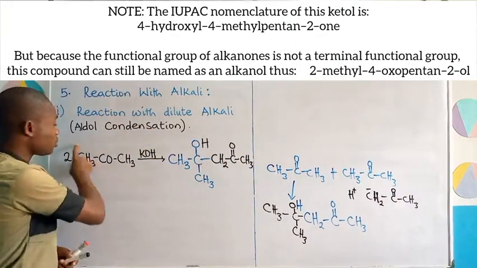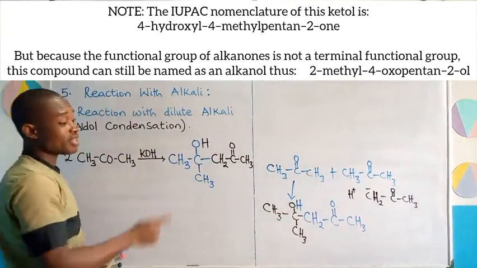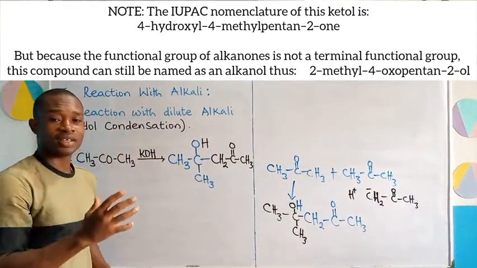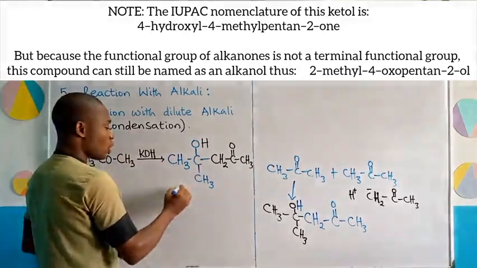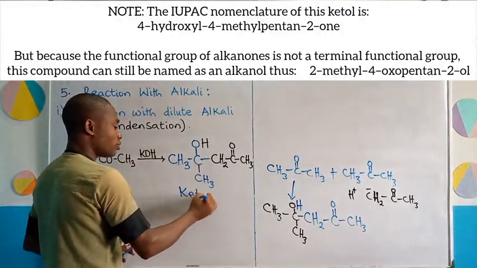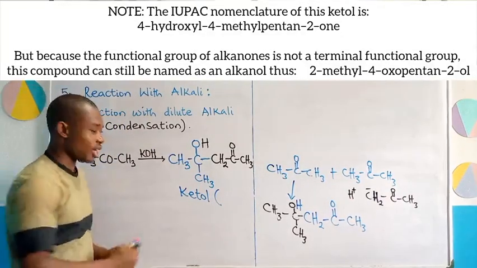So you see, I can actually write a product even without going through this step-by-step analysis. But we have to do this so that you would see it clearly yourself and understand how the product forms. So this compound is what we call our ketol. And this ketol is a beta hydroxyl alkanone.